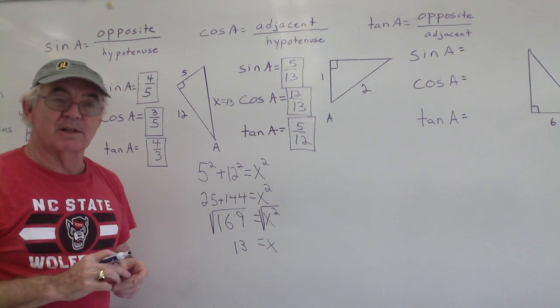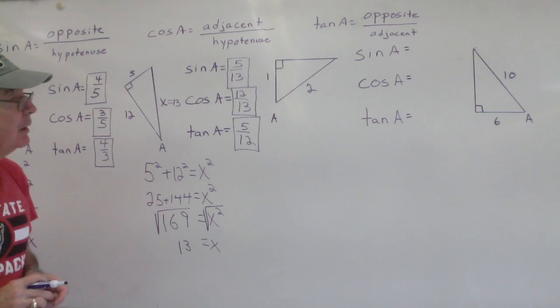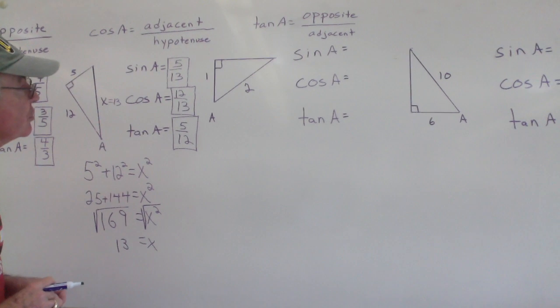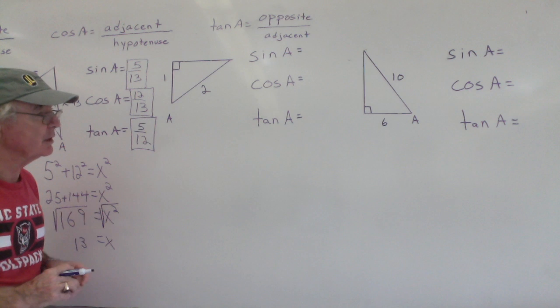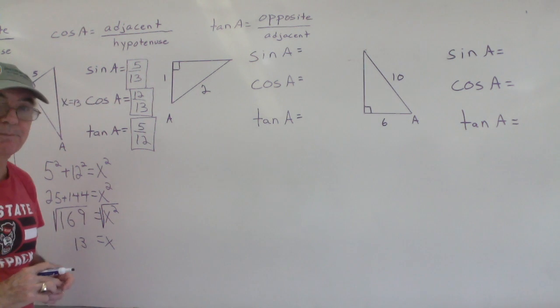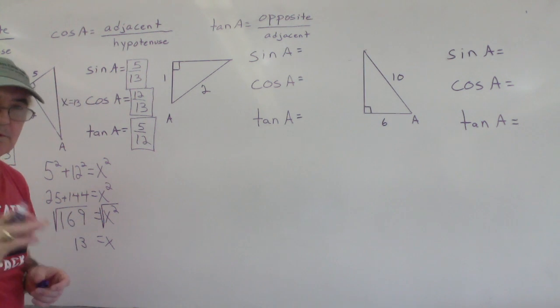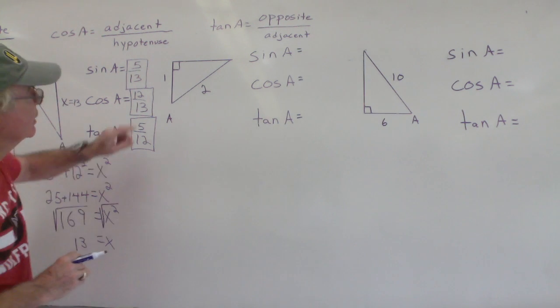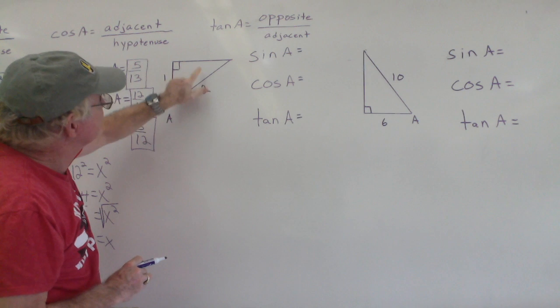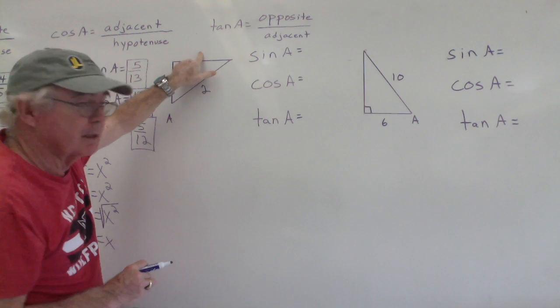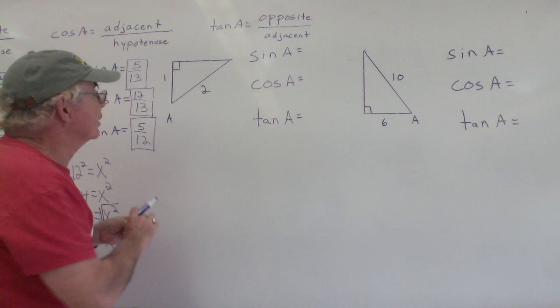Okay, let's move to our third example. Now, this is an interesting problem. You're going to learn in a future lesson that this is a special right triangle. Well, we'll hold that to the future lesson, give you something to look forward to. You have the leg and the hypotenuse, but you don't have the other leg. So we're going to call that x.